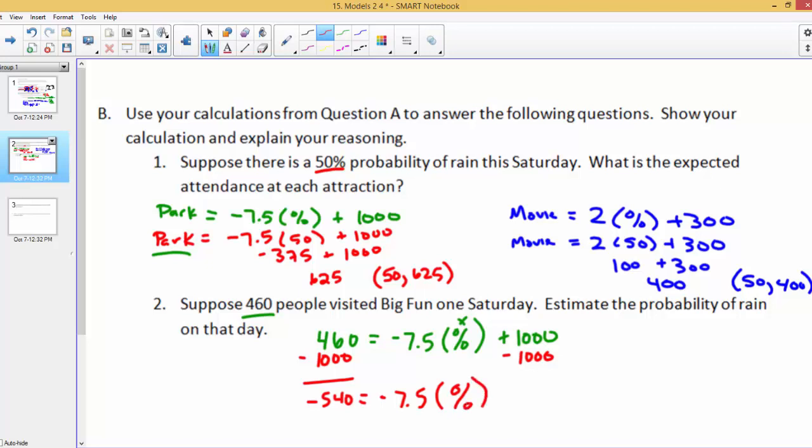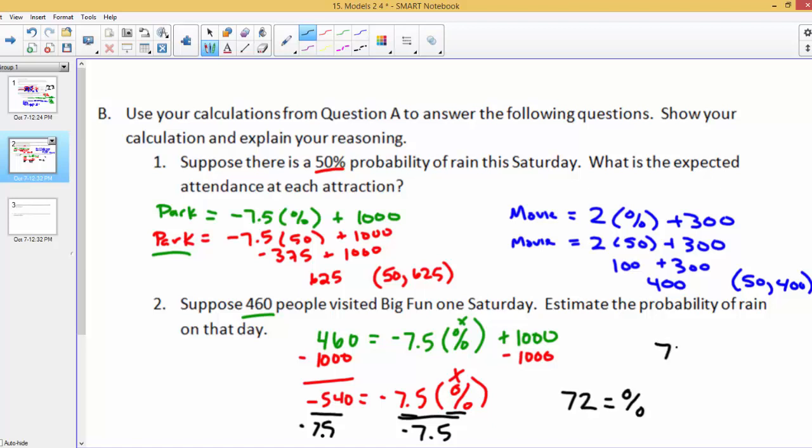And then you need to solve for x, remember this is your x, by dividing both sides, because a number next to a letter means multiply. So you would need to divide by negative 7.5. What you do to one side, you do to the other. So negative 540 divided by negative 7.5 is actually going to give you positive 72. So 72 is the percent.